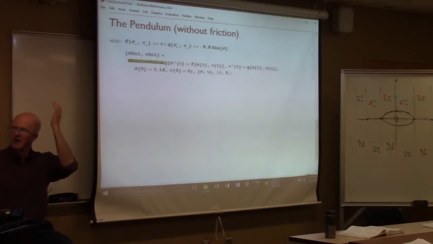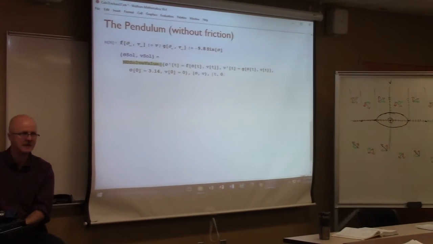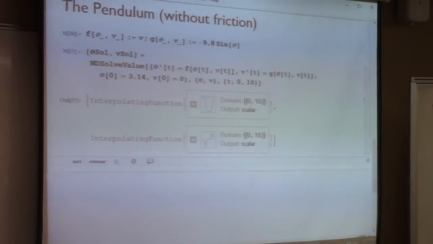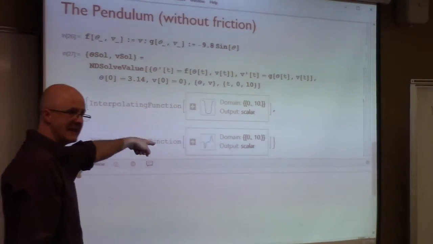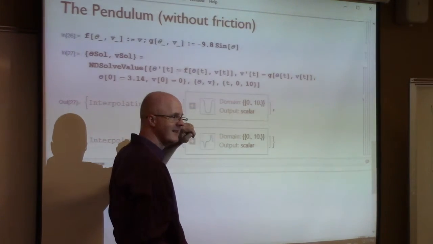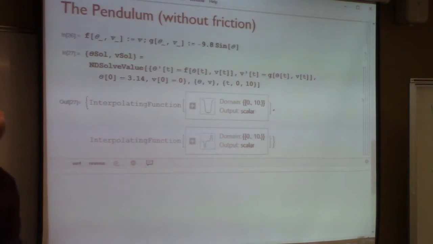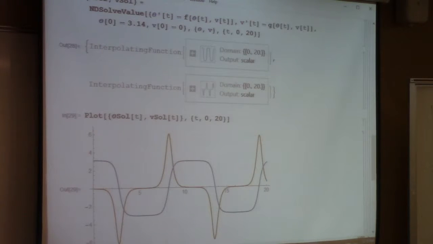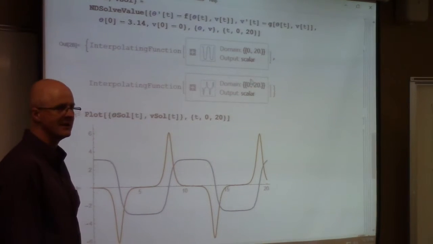How big should t go? I don't know. Maybe 0 to 10 plays it safe enough. I'll try it. It's already giving us these graphs. They don't look exactly like sines and cosines, do they? Let's go out to double that. They are periodic. But they're definitely not sines and cosines.